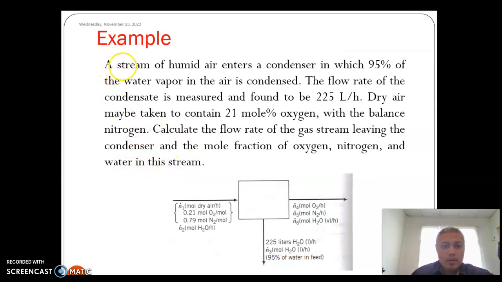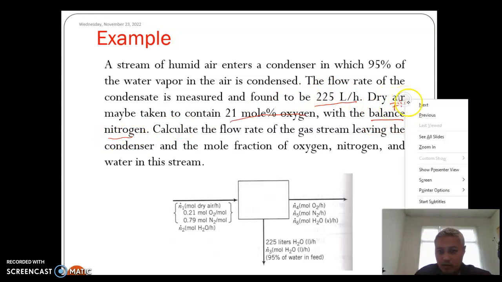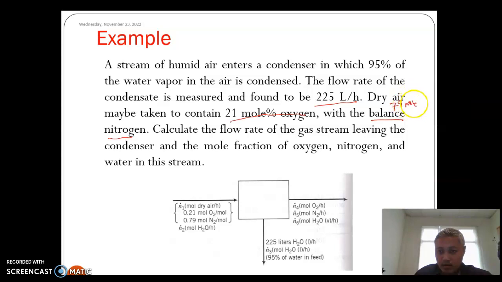If we have a stream of humid air enters a condenser in which 95% of the water vapor in the air is condensed, the flow rate of the condensate is measured and found to be 225 liter per hour. Okay. Dry air may be taken to contain 21 mole percent oxygen, with the balance nitrogen. Balance nitrogen means we have 79 mole percent of N2 here. Calculate the flow rate of the gas stream leaving the condenser and the mole fraction of oxygen, nitrogen, and water in the stream. So we need to find several parameters here, right?